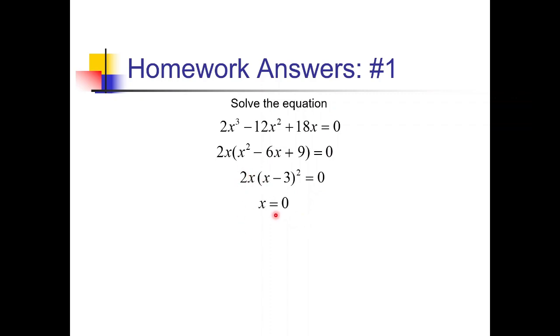Now setting each of our factors equal to 0 and solving, we have x equals 0 for the 2x here, that zeroes that factor out, and x equals 3 for this other one. And we've got actually a double root of 3. We don't have to spell that out, but it's there.